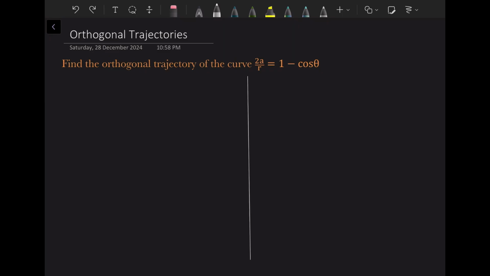Welcome to the lecture series on orthogonal trajectories. Today's problem is finding the orthogonal trajectory of the curve 2a/r = 1 - cos θ. And this is a polar curve. So let us see how to solve orthogonal trajectories for polar curves.